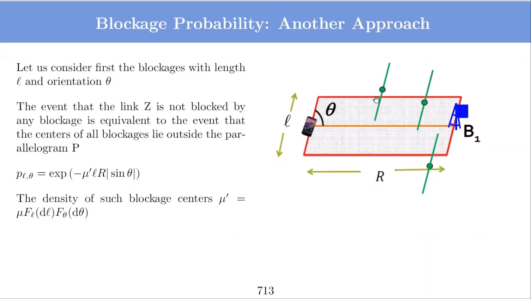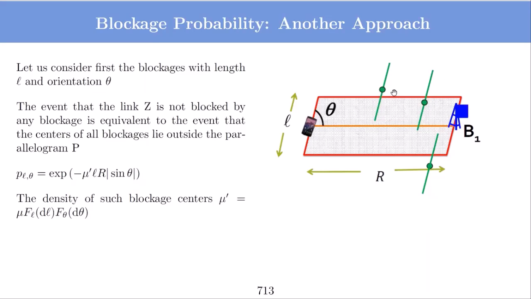Okay, you can try different positions, and then you can verify this, that if the center falls outside this parallelogram, then the blockage will not intersect this link. So the probability that this link will not be blocked is the same as the probability that none of the centers falls inside this parallelogram.